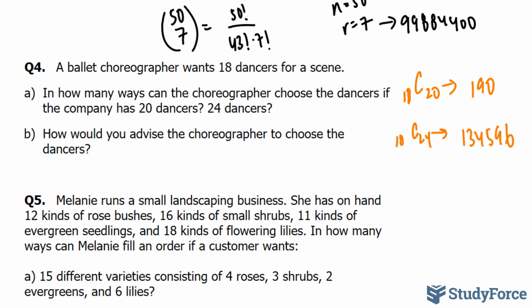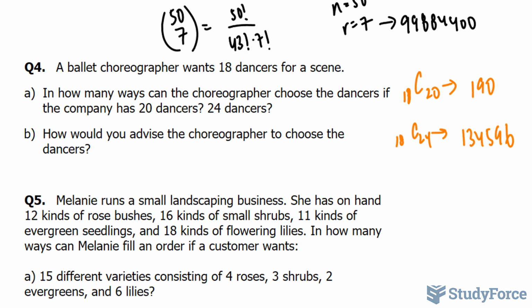Now, of course, this is subjective. From part A, you can see that it would be impractical for the choreographer to try every possible combination. Instead, the choreographer could use an indirect method, such as a sampling technique, and try to decide which dancers are least likely to be suited for the role. Like I mentioned, this is subjective.